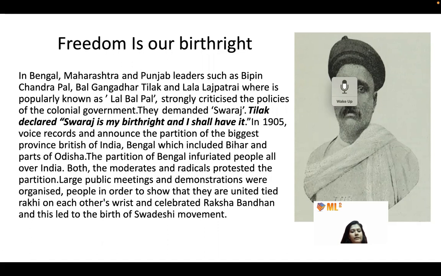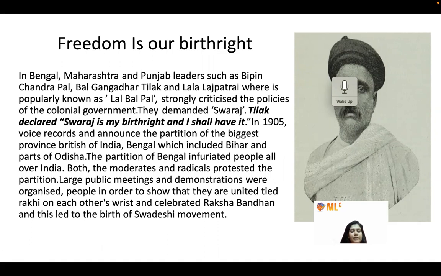In 1905, Viceroy Curzon announced the partition of the biggest province of India, Bengal, which included Bihar and parts of Orissa at that time. The partition of Bengal infuriated people all over India.